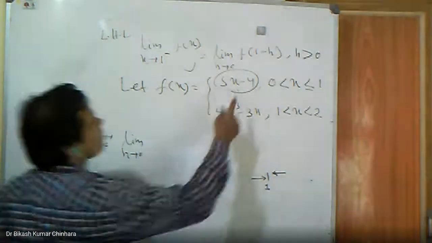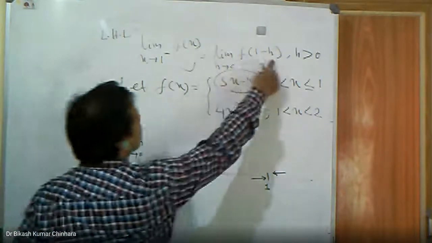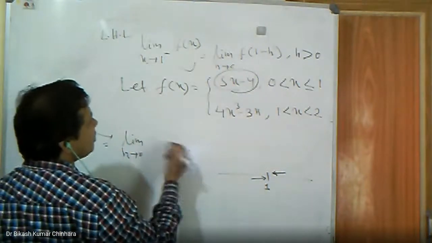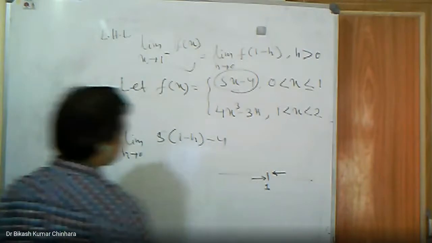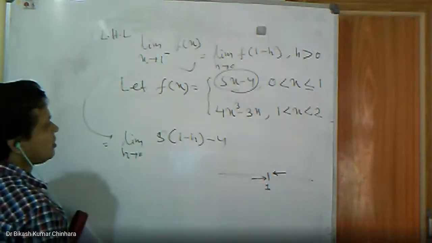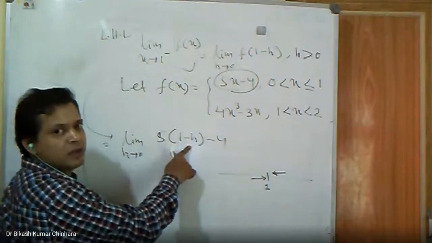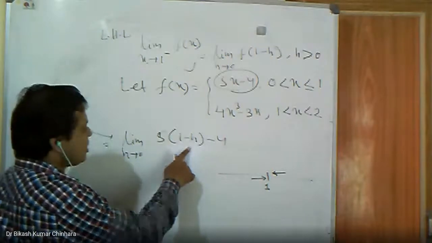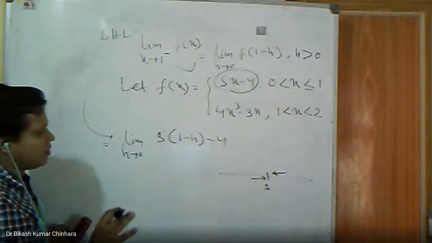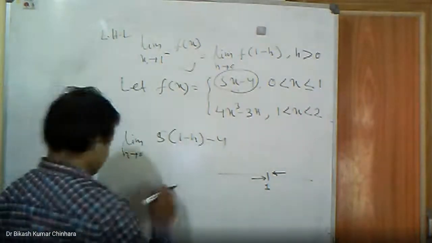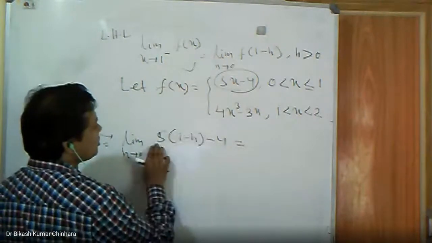And here the argument is 1 minus h, and the function is defined for x. So for 1 minus h, it will be 5 into 1 minus h minus 4. Is it okay? So when h tends to 0, you can directly put h here. Why is it so? If I have some undefined thing, then I have to consider the limit. As it is a definite thing, there is no problem in putting h equal to 0. So if h is equal to 0, this is 5 minus 4, its value is 1.